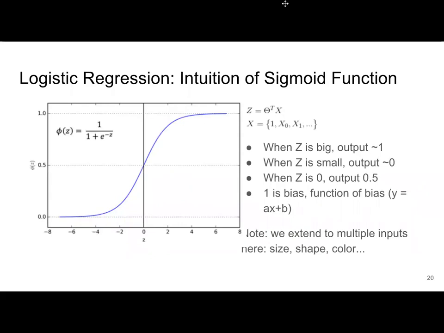This is a very important function. It's called the sigmoid function. You don't need to go into the detail, but the sigmoid function takes input and outputs a value between 0 and 1. The intuition is that if your input is very big, it outputs 1. If it's very small, it outputs 0. If it's 0, it outputs half, 0.5.